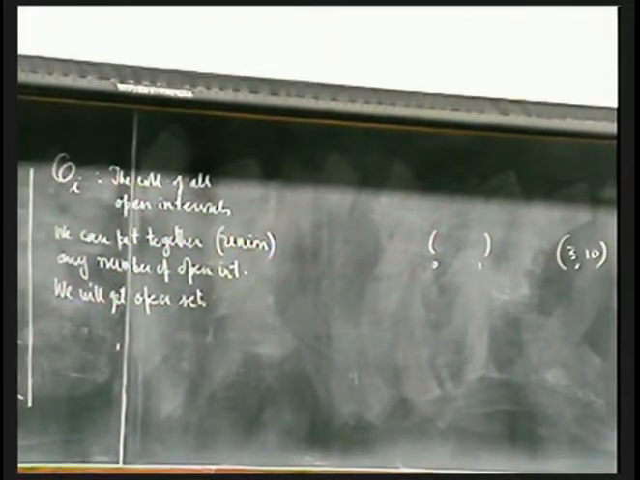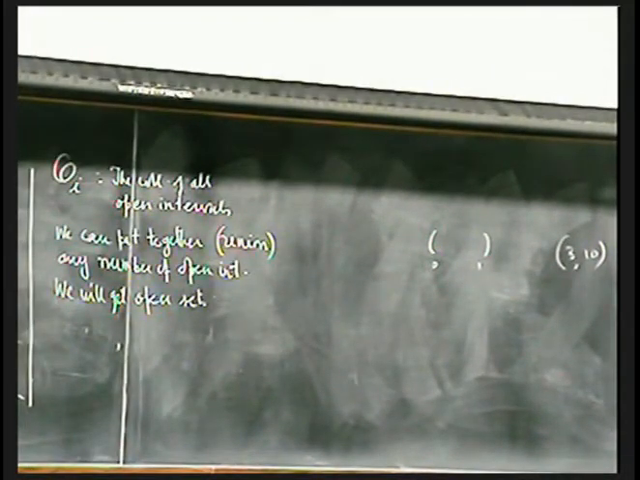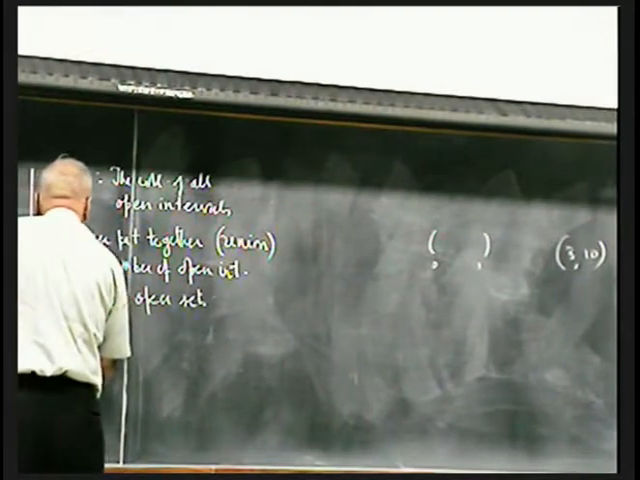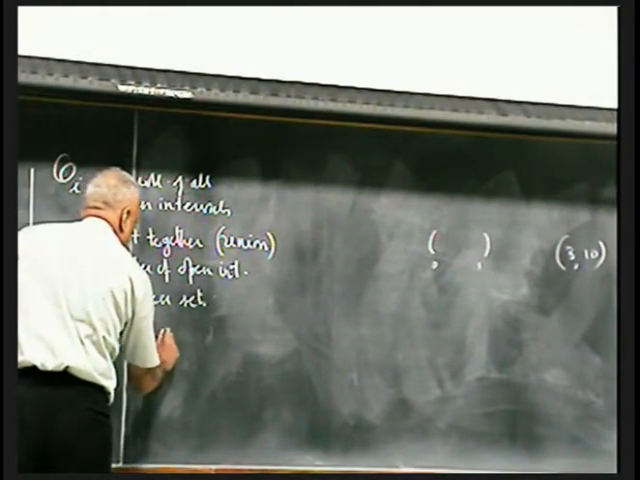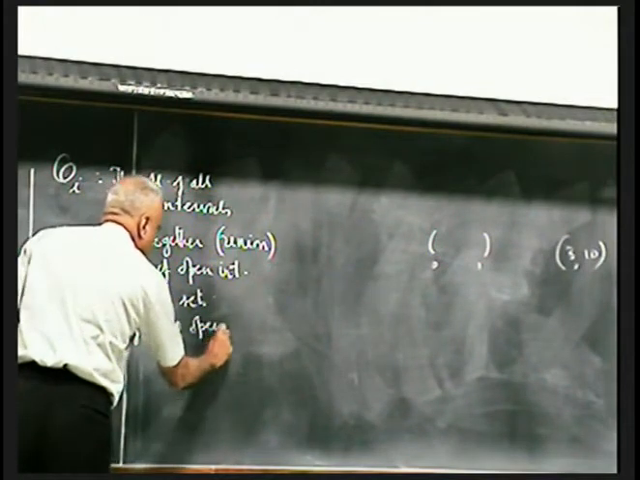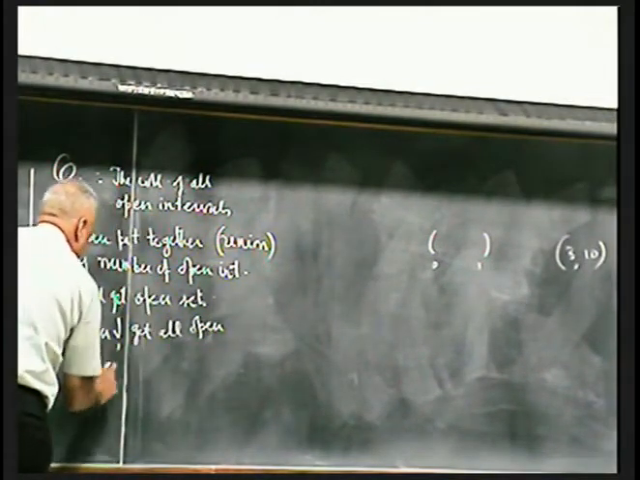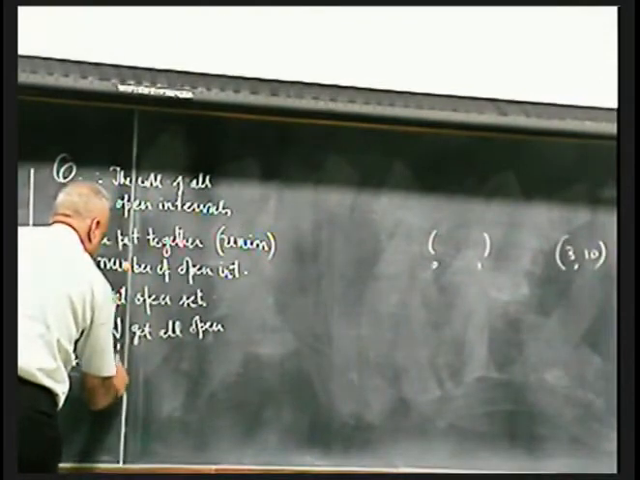Okay, but is the converse true? Can I build all open sets like this? In other words, given an open set, can I express it as the union of open intervals? The answer is obviously yes. Okay, let me put it this way. First put the question. Question: can I get all open sets by this process?